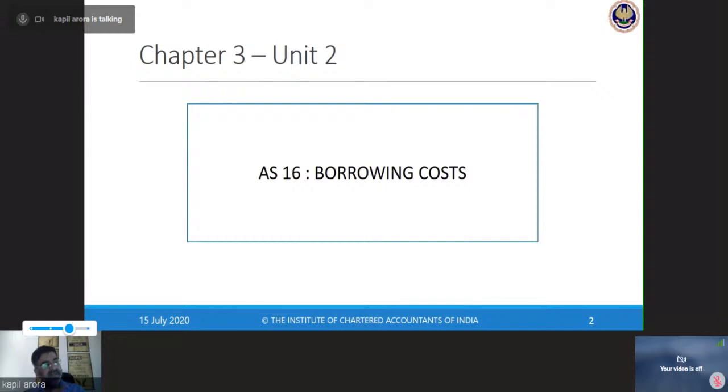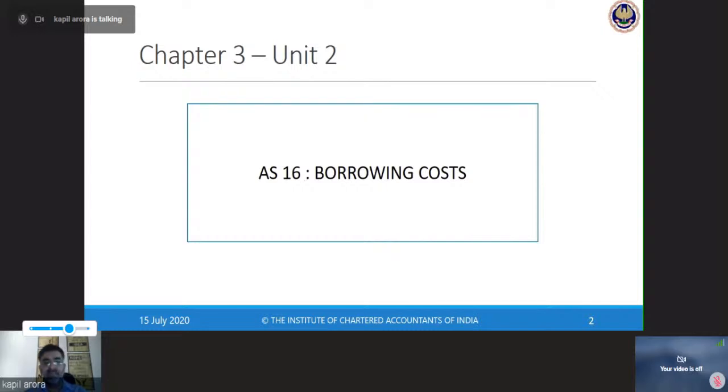I hope we have answered all the questions related to property, plant and equipment. Any question you have, you can still ask. Now let's move on to AS16 borrowing cost.